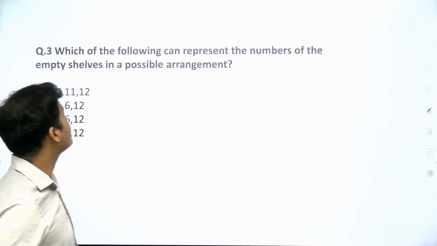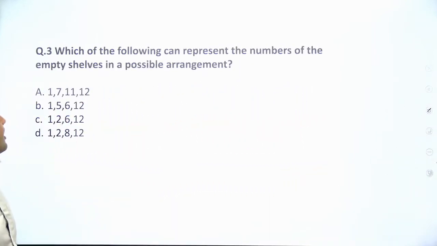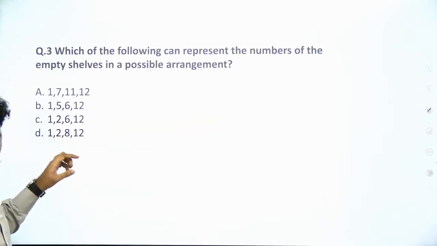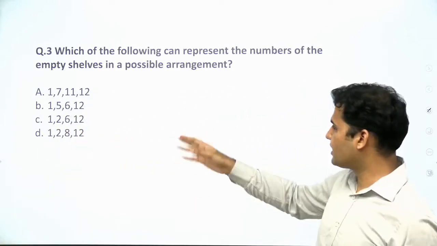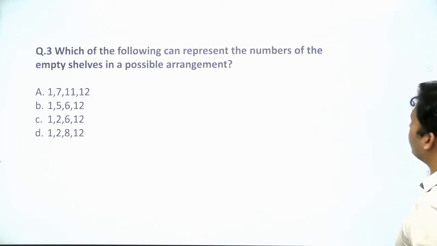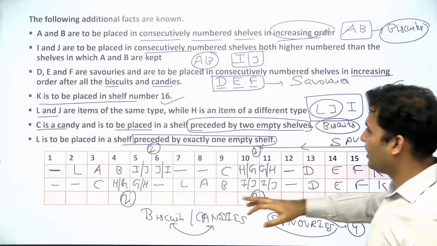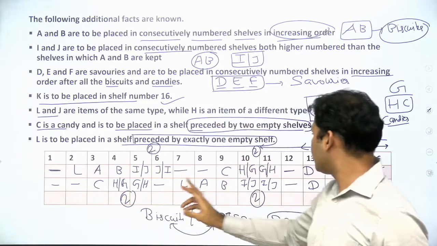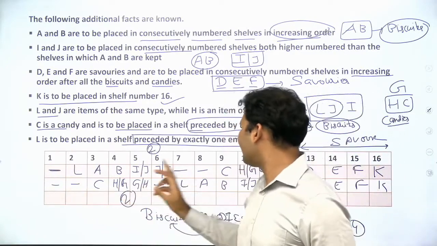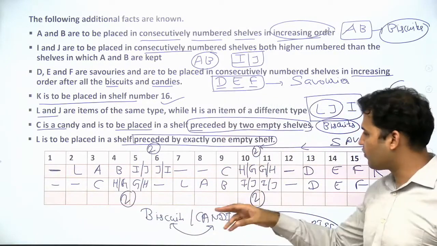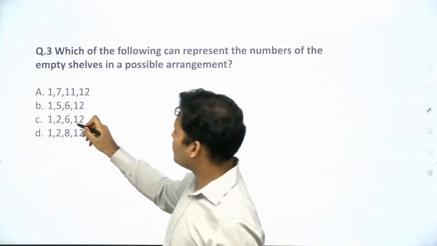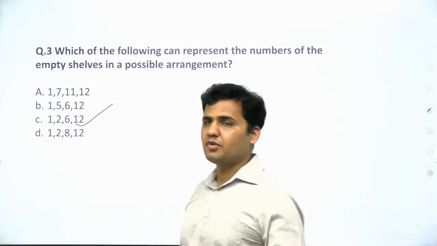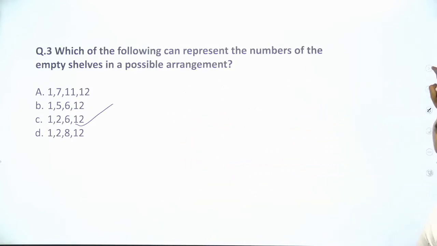The third question of the set is, which of the following can represent the number of empty shelves in a possible arrangement? So out of these possible combinations, which of them represents an empty shelf combination? If you look at the arrangement that we have, right? Look at over here. The empty shelves are 1, 2, 6, 12 or 1, 7, 8, 12. So you see this? Here we have option C, which is 1, 2, 6, 12, and this is a possible number of empty shelves. Going to the next question, guys.